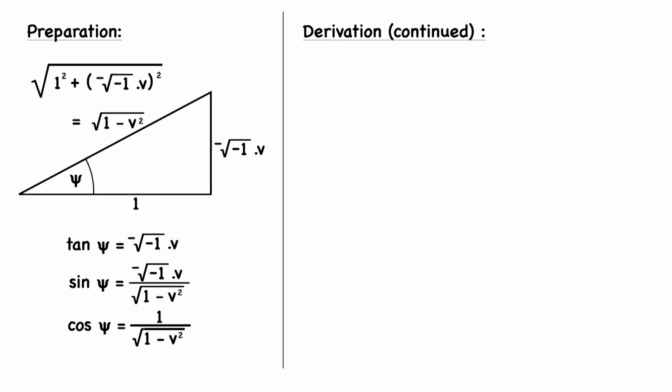Excellent! That now gives me all I need to replace terms containing psi with new terms containing only functions of v. Okay, here's our equation for x-1 where we left it. Let's now swap the cos term with its equivalent term here.